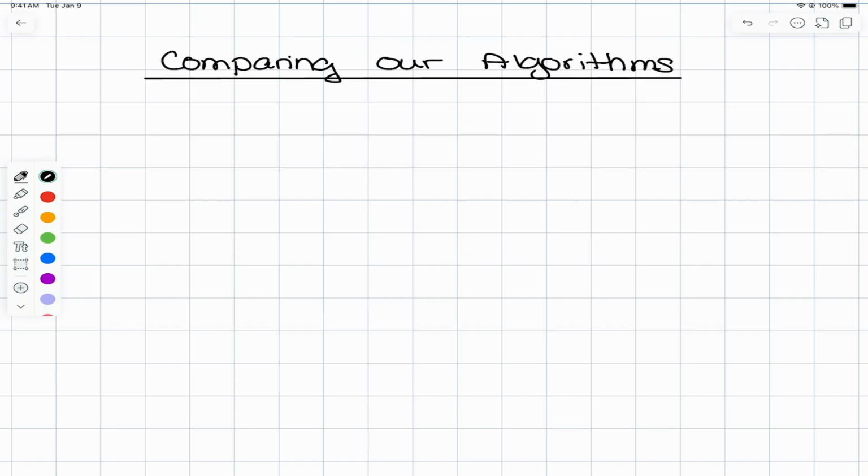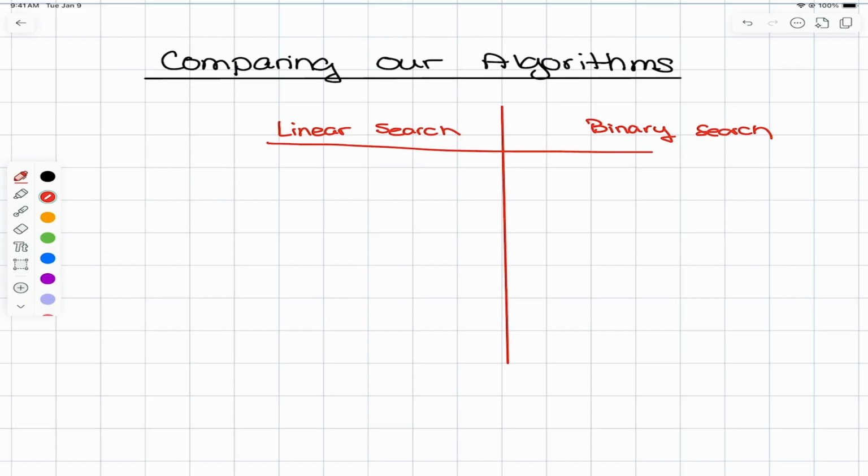And let's just draw ourselves a little table to get started. So we have a binary search. Actually, I don't know why I would start with binary search. Linear search over here. And binary search over here. And I am going to make this into a little table.